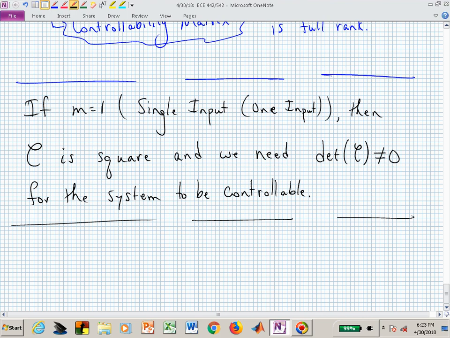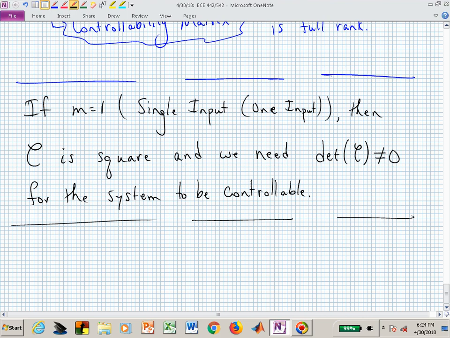So if we have one input, when we create this controllability matrix, it's going to be square. Now you just have to find the determinant of that square matrix and hope, well, if your system is controllable, then you're hoping that that determinant is non-zero.